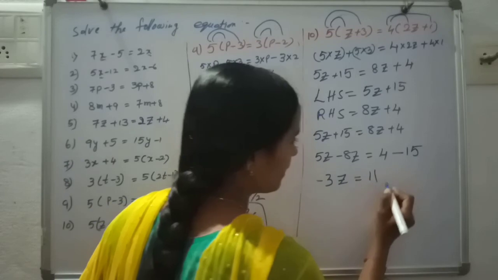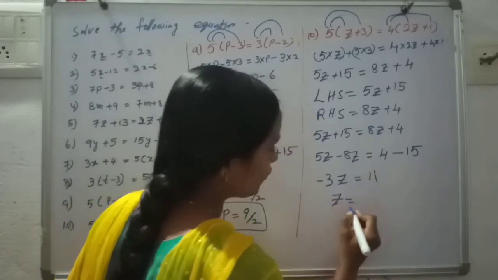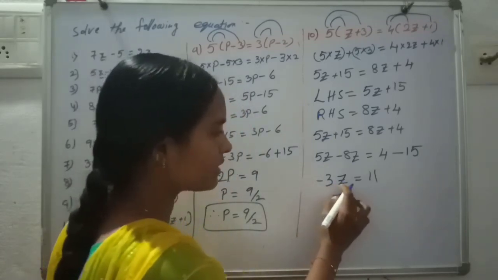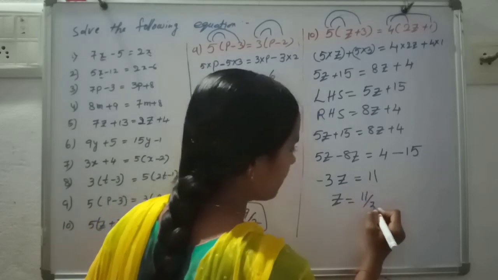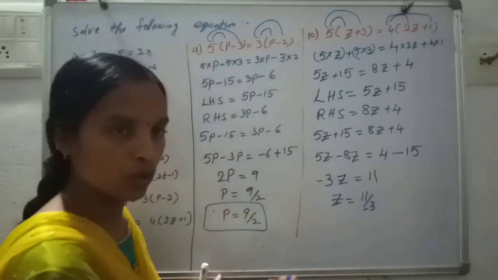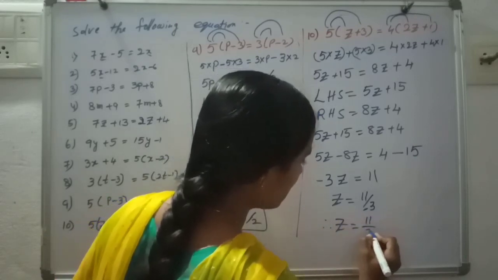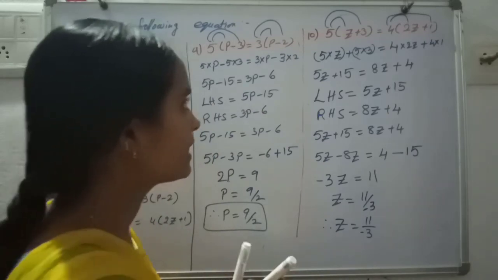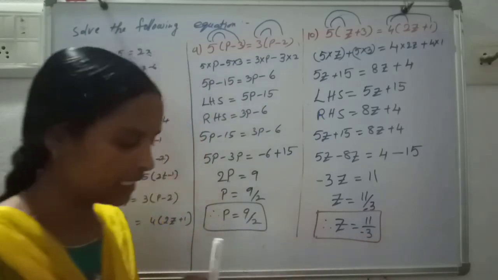What is that value? 11. Now z equal to, minus 3 is multiplied with z, then goes to the RHS side, 11 by minus 3. Therefore z equal to 11 by minus 3. It is the value of z.